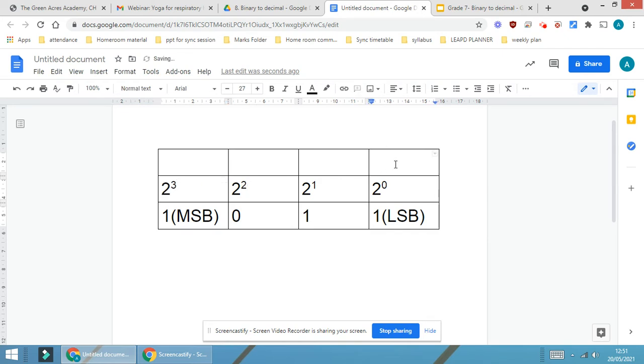So 2 raised to 0. Anything raised to 0 is 1. 2 raised to 1 it is 2. 2 raised to 2 it is 4. And 2 raised to 3 it is 8. So we have to multiply by MSB.